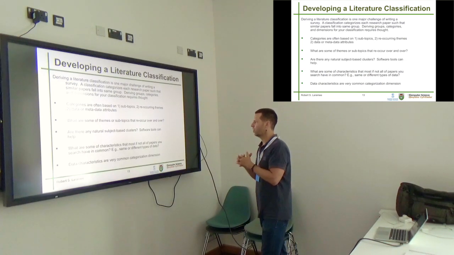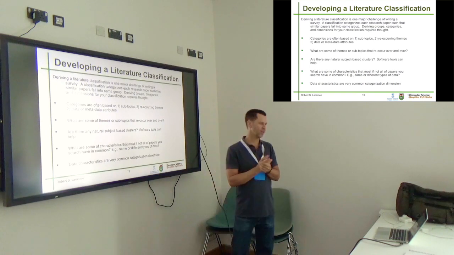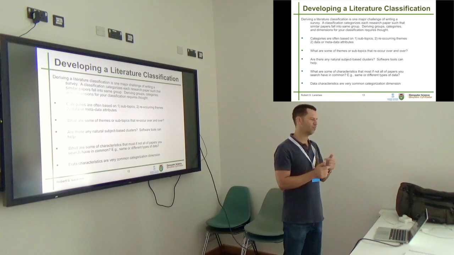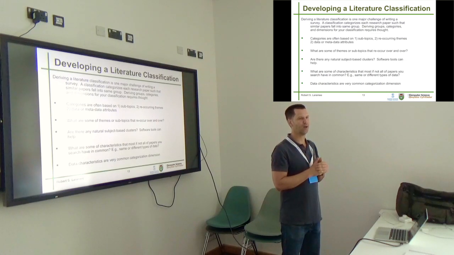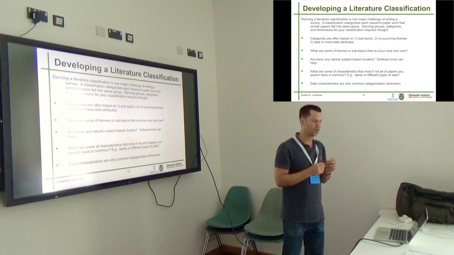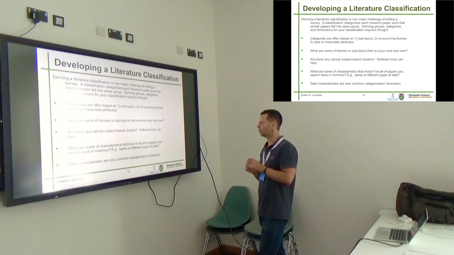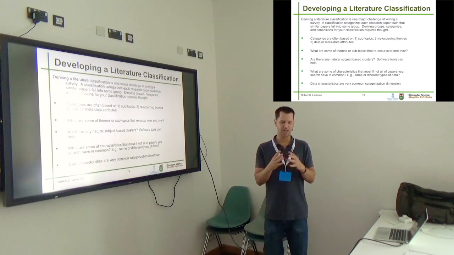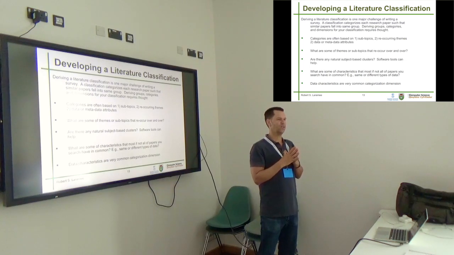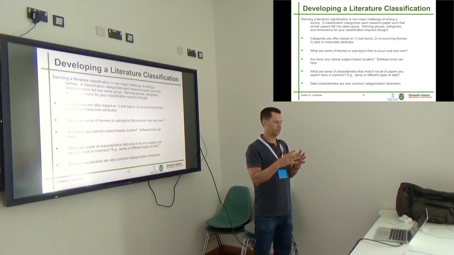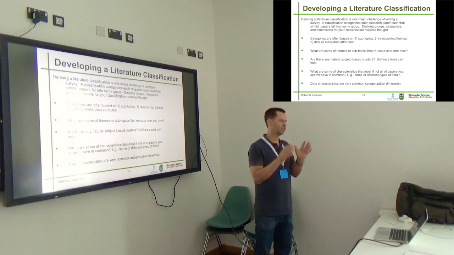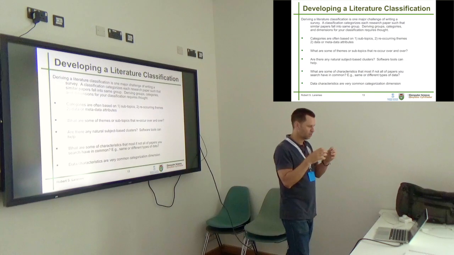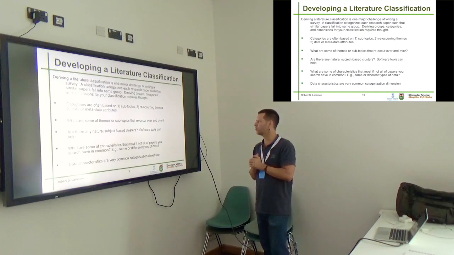So when you're developing a classification, some questions you want to ask systematically are, what are the themes that keep reoccurring? Because that usually happens. Some themes keep reoccurring over and over again. Are there natural subject-based clusters? Because that's the way the academic community thinks. They think in terms of subjects, like multivariate graphs. People just tend to cluster topic-related, naturally, organically.